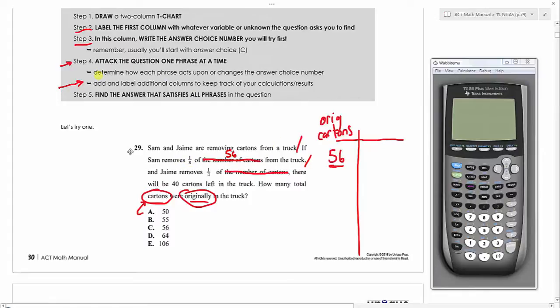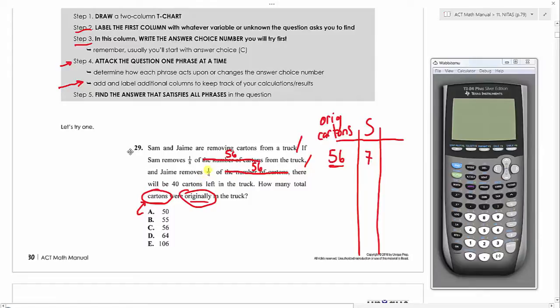This says Sam removes 1/8 of those 56 cartons. So I am determining how each phrase acts upon or changes the answer choice number, and I'm going to add and label additional columns to keep track of my calculation. I'm just going to add a column labeled S for Sam, and in that column I'm going to track how many cartons Sam removes. So he removes 1/8 of 56, which is just 7 cartons. Now be careful, some students will immediately subtract the 7 from 56. This phrase doesn't really indicate that we need to do that, nor does the next phrase. So I would be a little bit wary of doing any unnecessary or further calculations until you absolutely have to.